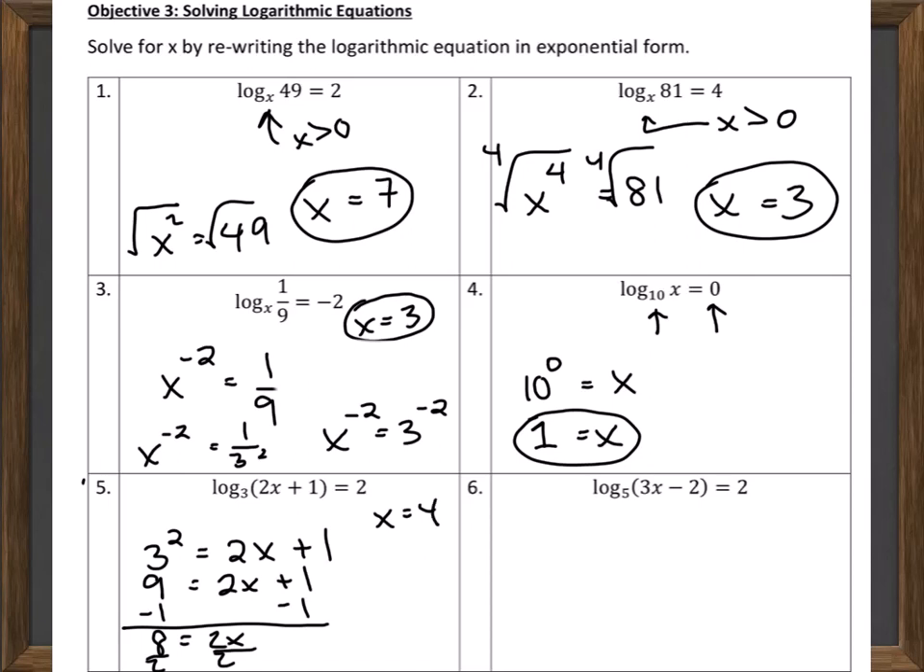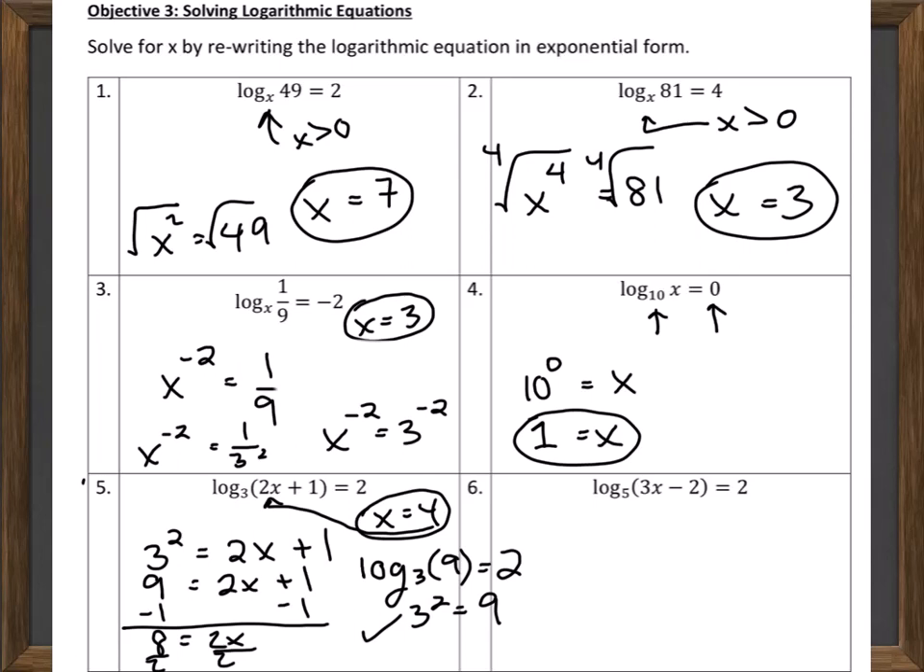It's often a good idea to test this. If I put 4 back in here, because remember we can't have our argument be negative, let's just make sure that this is going to work. So we have the log of 2x plus 1, so 2 times 4 is 8, 8 plus 1 is 9. So we have the log base 3 of 9 is 2, and sure enough that checks out because 3 squared is equal to 9. So that is our final answer.